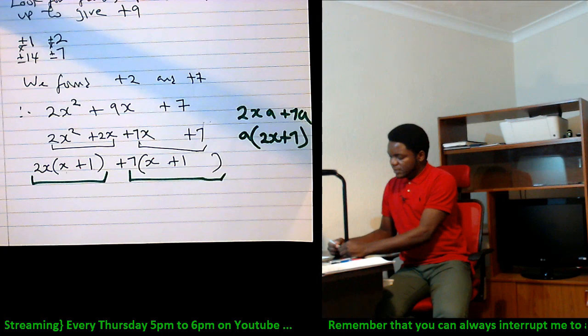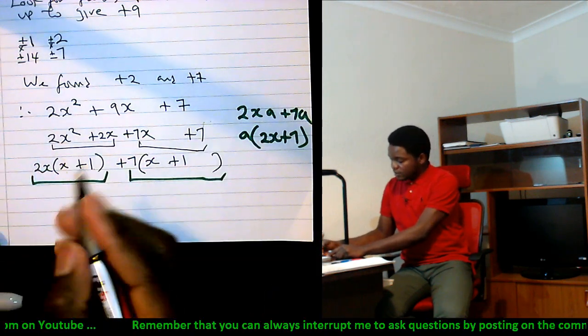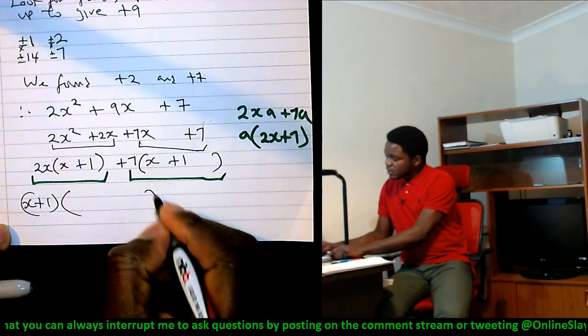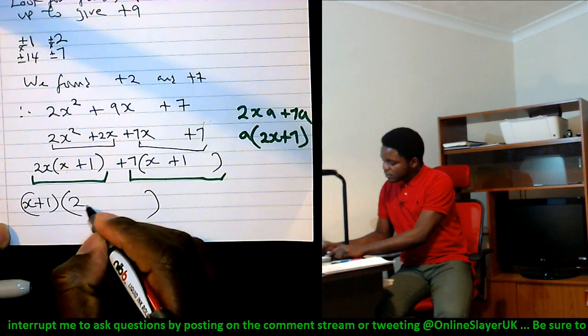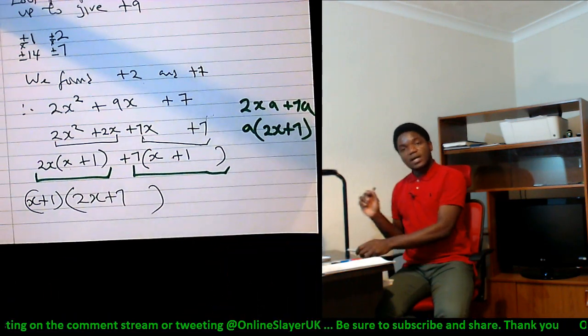So you're left now with taking this x plus 1 out because it's the common factor. So it becomes x plus 1 out. And what is left? 2x plus 7. Just like it happened here. So that's what we do when we factorize.